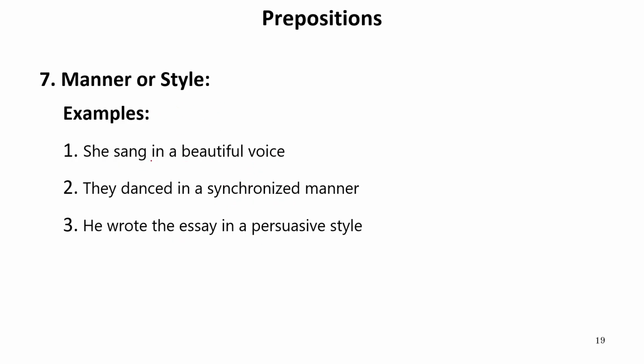Manner or style. She sang in a beautiful voice. So beautiful voice is showing the manner of her singing. So in is used to show that. They danced in a synchronized manner. So in is the manner which is showing for the dance. He wrote the essay in a persuasive style. So this is the style of his writing, that he has written in a way that can persuade anyone. So we are using in before it. Now let us move further.